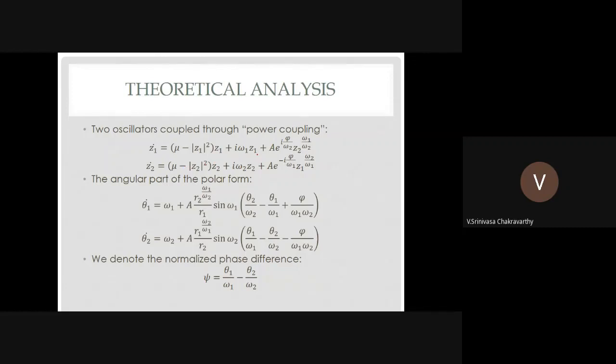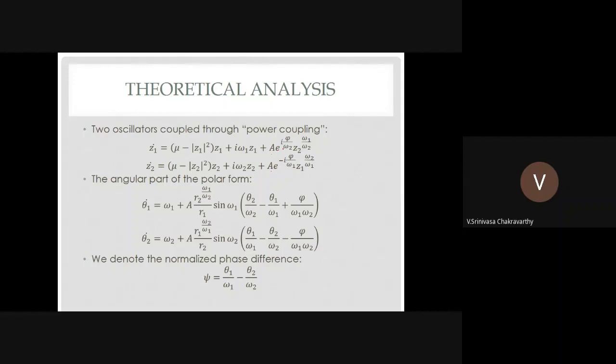Then I have the i omega 1 Z1 term, and this is the power coupling term coming from the other oscillator, so Z2 to the power omega 1 by omega 2. So notice this coupling term. The two are not simply complex conjugates, they're actually different. So look at that. The strength, the magnitude of the coupling constant is the same because it's a complex number. A is the same here and here.